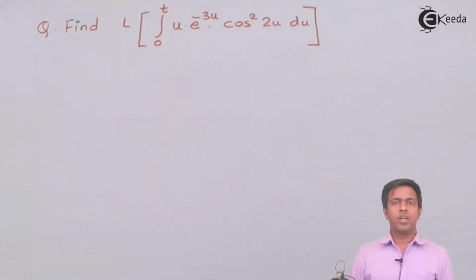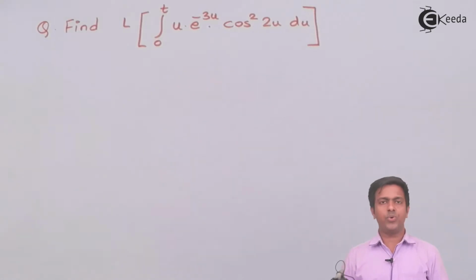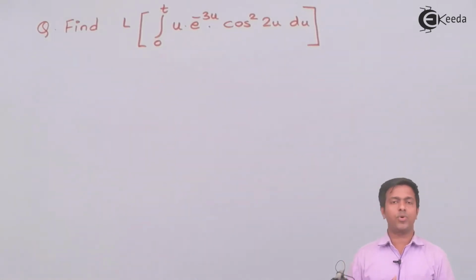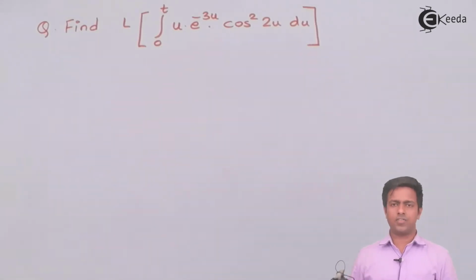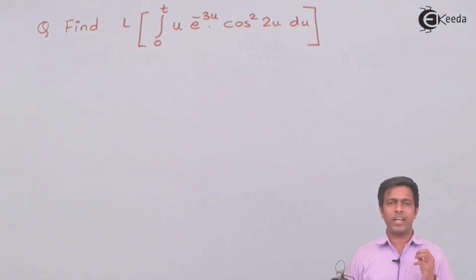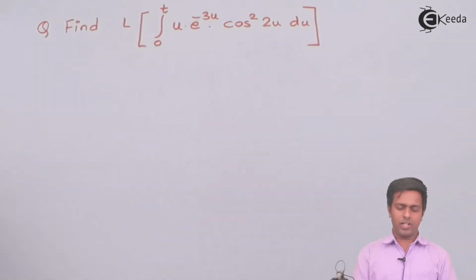So here we have to find out the Laplace of integration 0 to t u e to the power minus 3u cos square 2u du. So guys, this integration from 0 to t reminds me about the Laplace transform of integral property, because in that property we have integration from 0 to t. So what is the property? So here I'll show you.